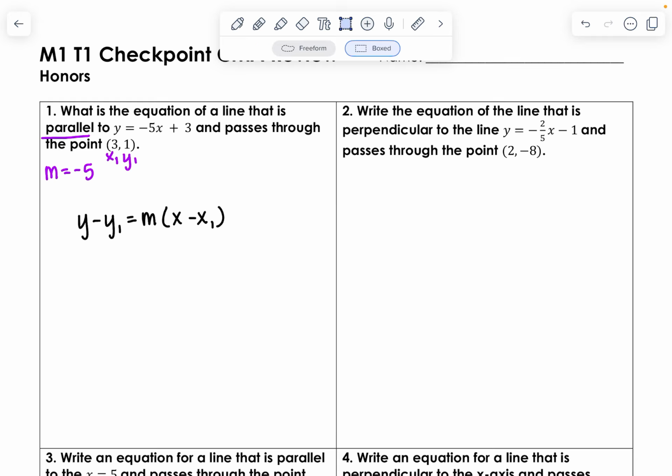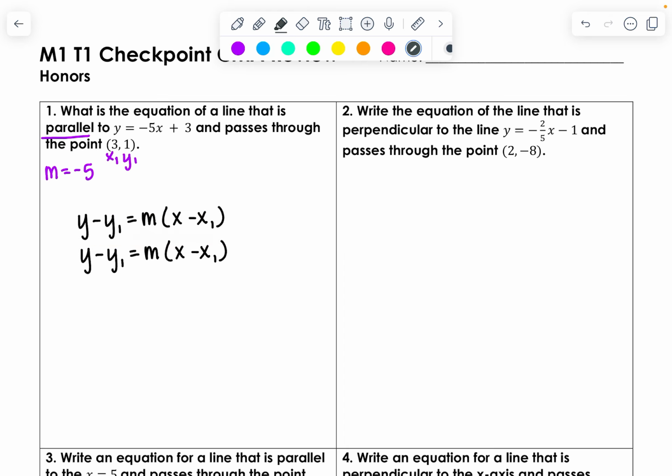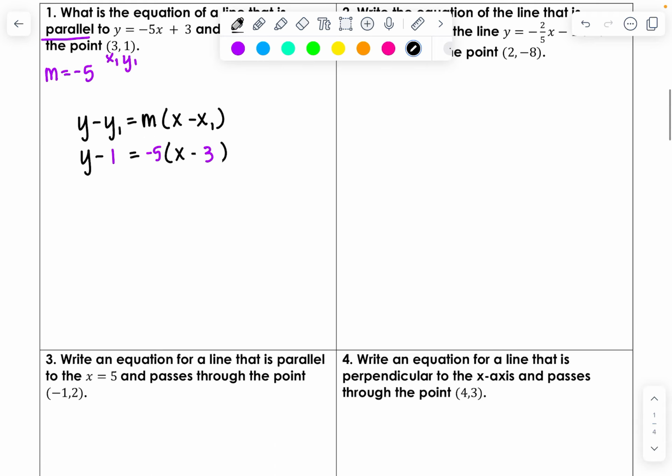We're going to go ahead and replace. So I'm just going to duplicate that. All right, so we're going to replace the y1, the m, and the x1 with 1, negative 5, and 3 respectively. Now we could leave it like that. That's perfectly legal. It depends on what the question says, but this would just be the answer in point slope form.